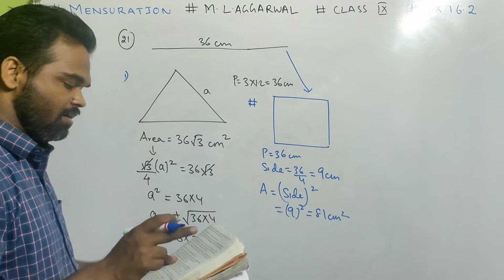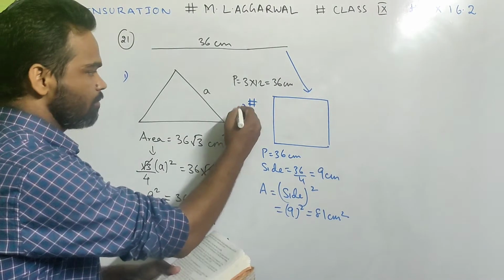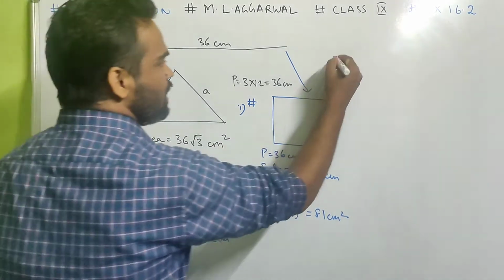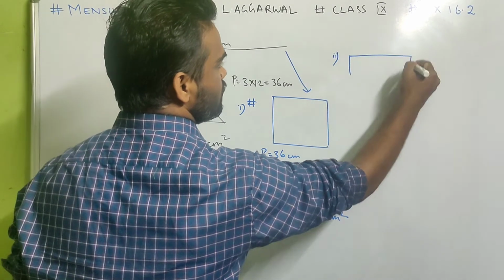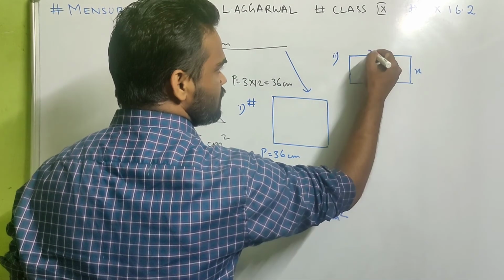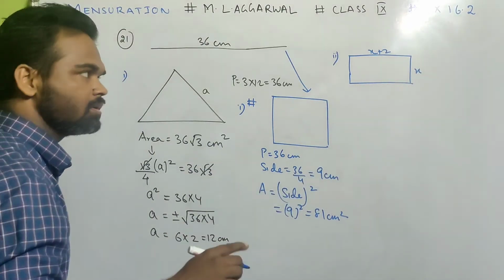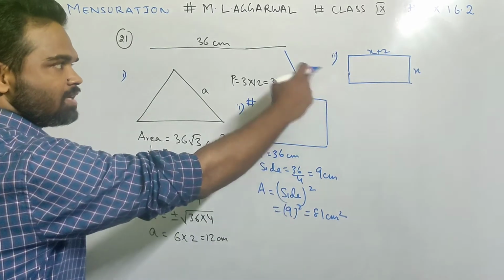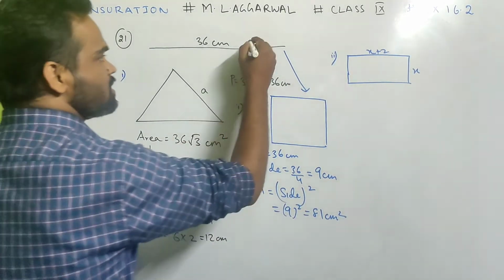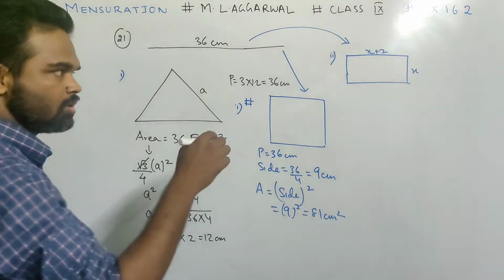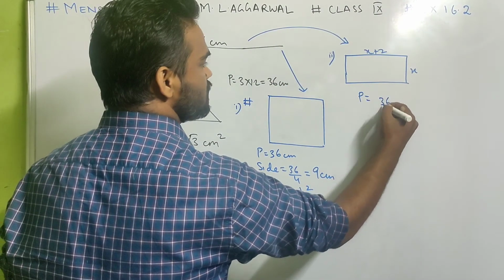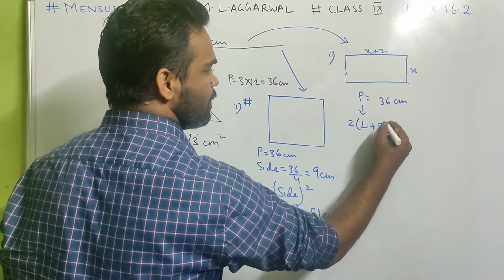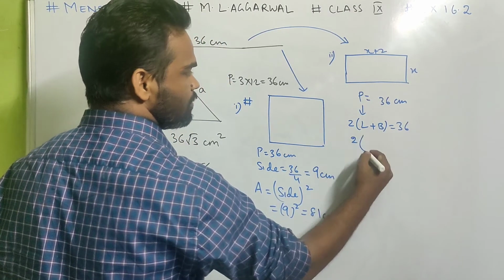Now what are they telling? Find the area enclosed by the same wire when bent to form number 2, a rectangle whose length is 2 centimeter more than its width. So if the width is x, the length is x plus 2. Now, the same wire we have used, so the perimeter is 36 centimeter. Now perimeter of the rectangle will be twice L plus B, remember? That's 36. Just substitute the value.